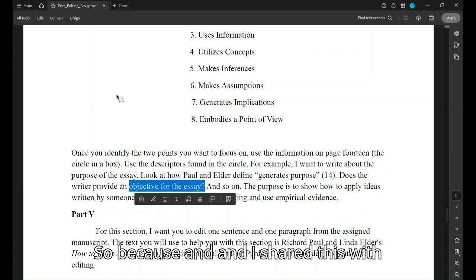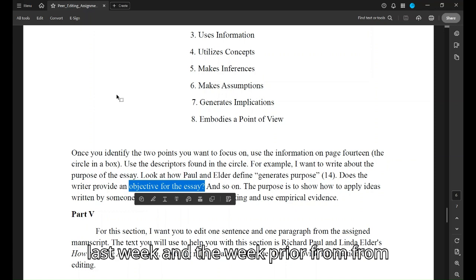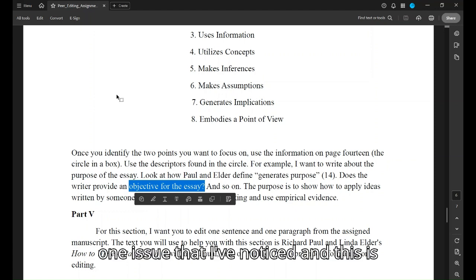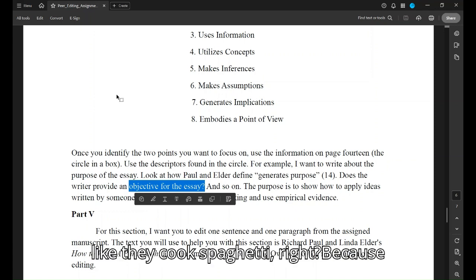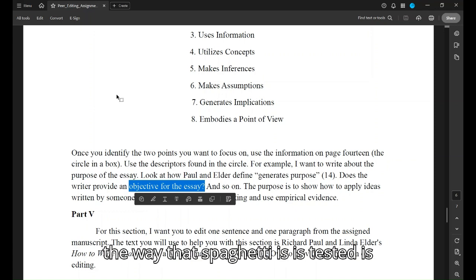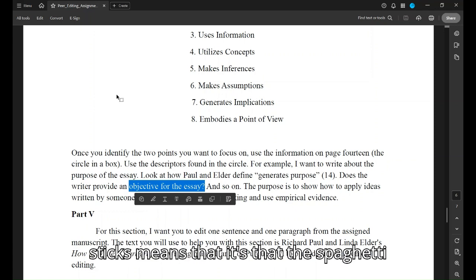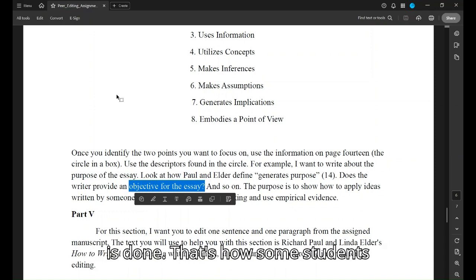And I shared this with some students that came to visit me last week and the week prior from the two online courses. One issue that I've noticed, and this is something I did as a student as well, was that students tend to write like they cook spaghetti, right? Because the way that spaghetti is tested is you take some spaghetti and you throw it against the wall, and whatever sticks means that the spaghetti is done. That's how some students write.